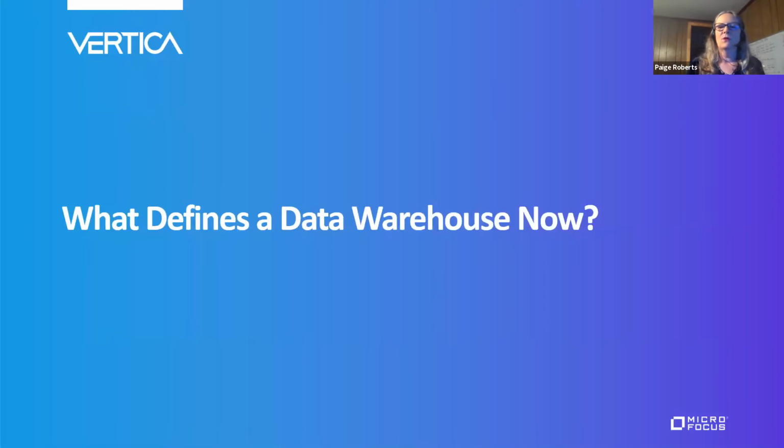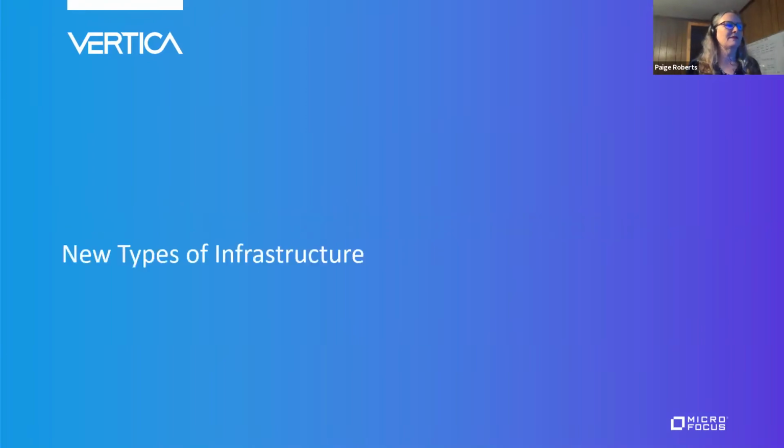So what changed? What's new? What's different? I already told you that old definition is wrong, and here's why. Let's talk about what's right. So what does a data warehouse look like now? So what is a correct definition?